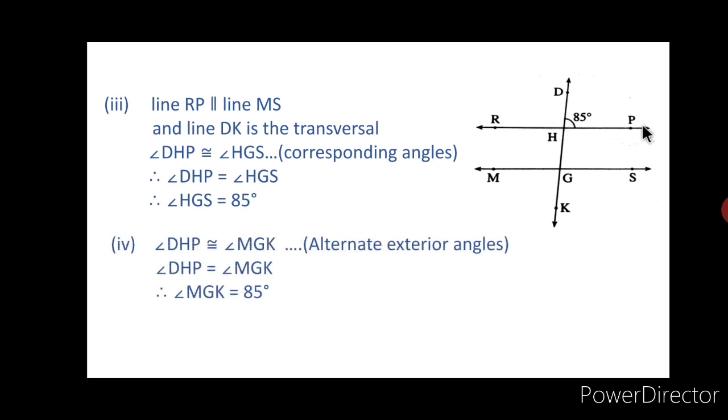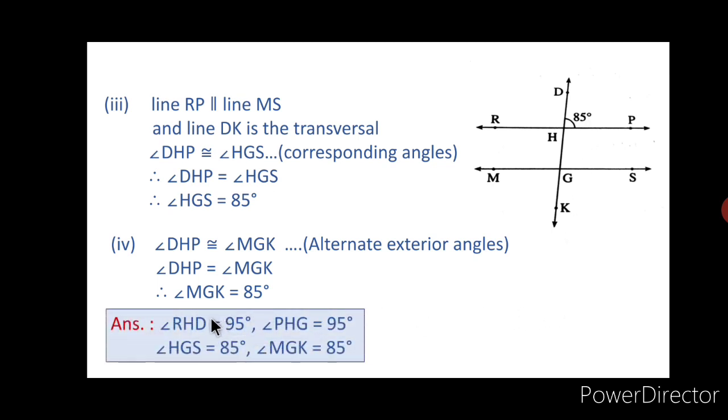Angle DHP is congruent to angle MGK because these two angles are the exterior alternate angles and these angles are equal. Therefore, angle MGK is also 85 degrees. Thus, these are the measures of the four angles, that is angle RHD is equal to 95 degrees, angle PHG is equal to 95 degrees, angle HGS is equal to 85 degrees and angle MGK is equal to 85 degrees.